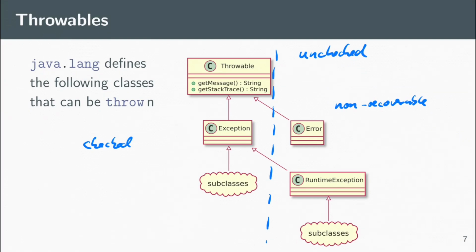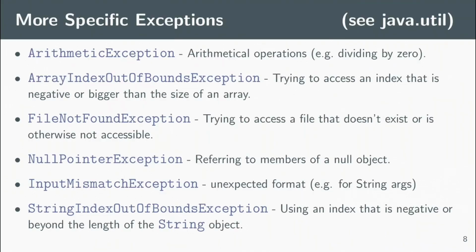Finally, let me mention that, of course, you can define your own exceptions to represent specific error situations in your code, but consider existing ones. Java.util already defines a range of exception types for specific situations. Here's just a short list of some useful ones. ArithmeticException, IndexOutOfBoundsException, FileNotFoundException. An interesting and quite useful one is InputMismatchException.